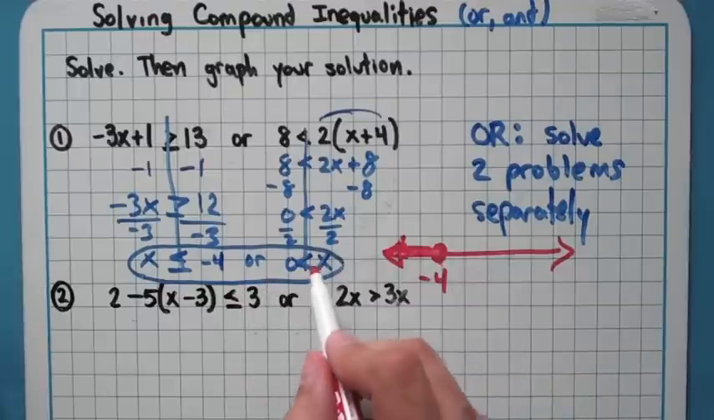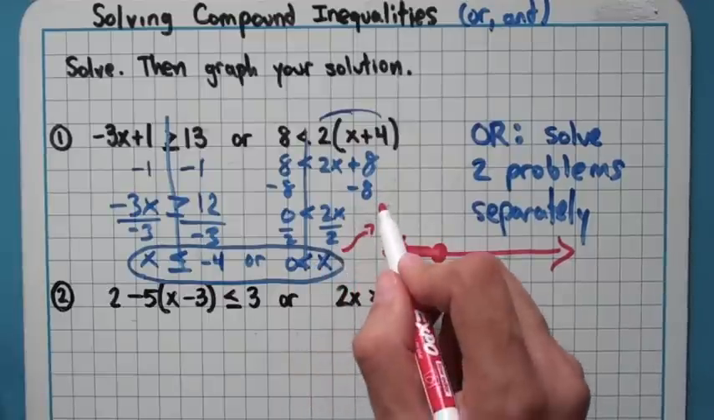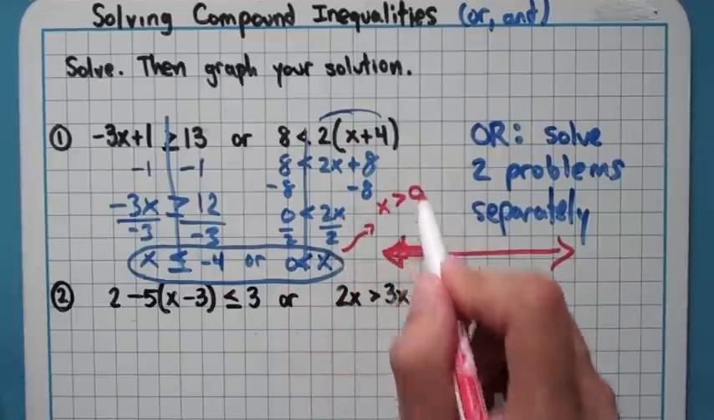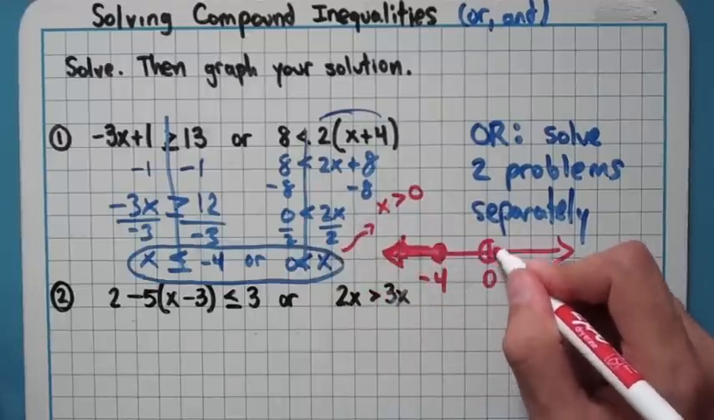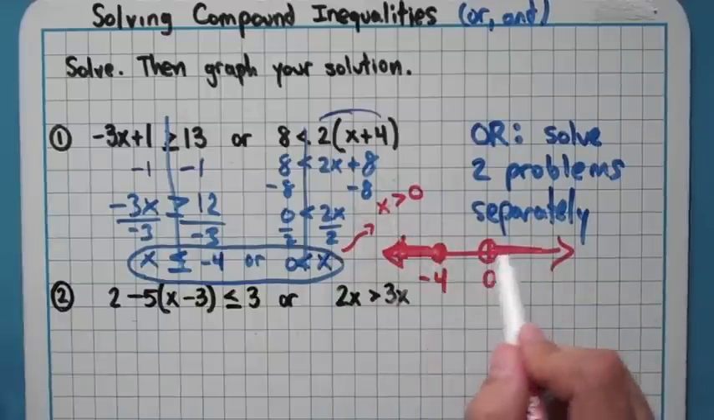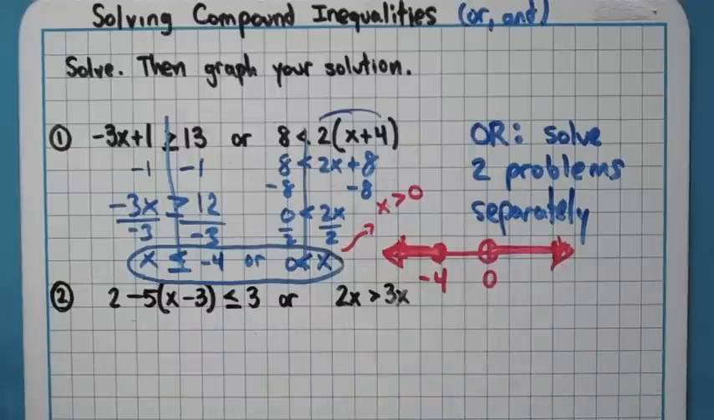Or, and this one is written backwards. It's 0 is less than x. I'm going to flip that around. That's going to be x, and the alligator still wants to eat x. So that's the same thing as this, and that makes it a little easier to see. There's 0. I want an open circle, and it's greater than, so I'm going to shade this way. So I got my solution, I got my graph. That problem is good to go.